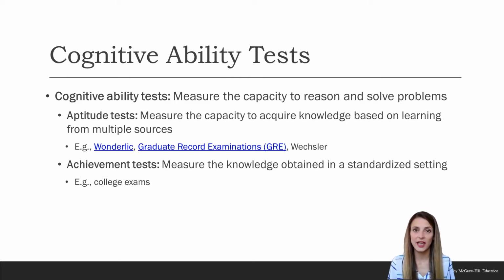The Wonderlic and the Wechsler are popular intelligence tests that qualify as aptitude tests. The Graduate Record Examination, the GRE, is a test that many psychology majors will need to take in order to get into graduate school. The GRE is also designed to assess your ability, your capacity for learning new information.